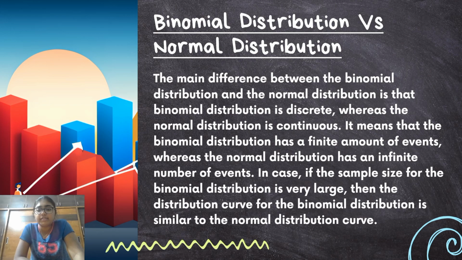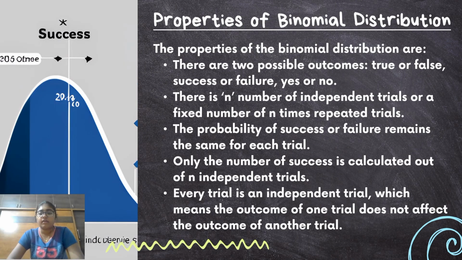Binomial distribution versus normal distribution. The main difference between the binomial distribution and the normal distribution is that binomial distribution is discrete, whereas the normal distribution is continuous. It means that the binomial distribution has a finite number of events, whereas the normal distribution has an infinite number of events. In case the sample size for the binomial distribution is very large, then the distribution curve for the binomial distribution is similar to the normal distribution curve.